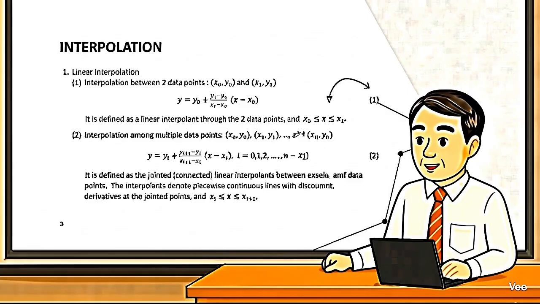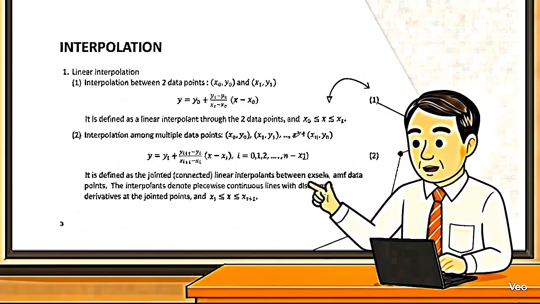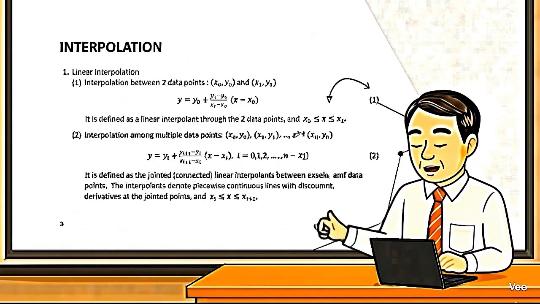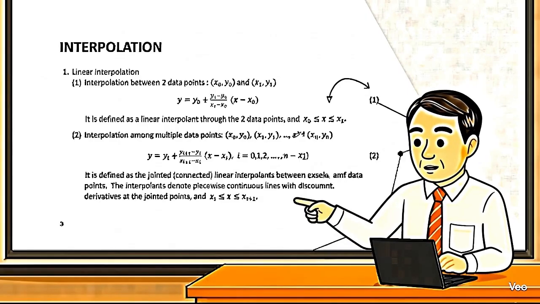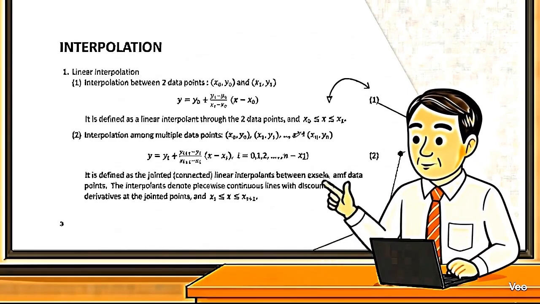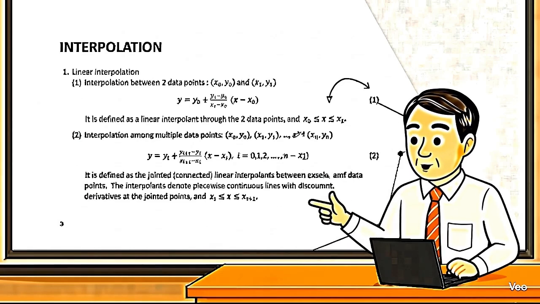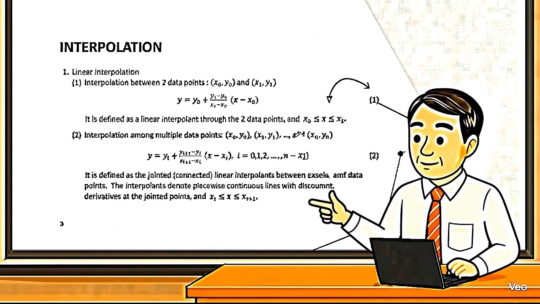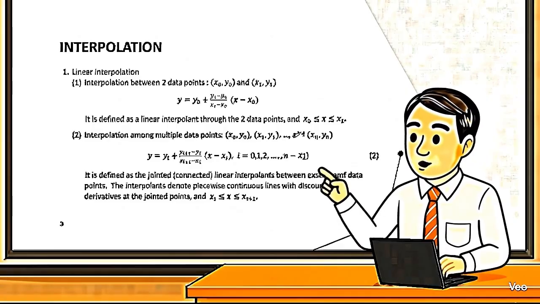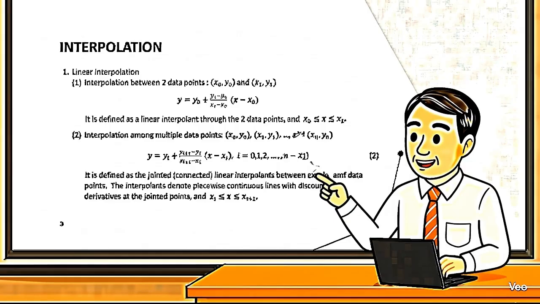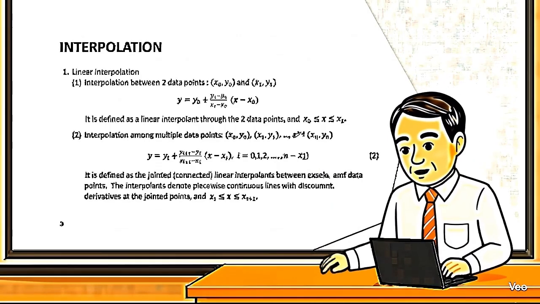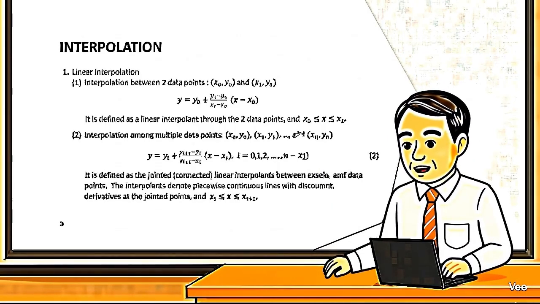That brings us to the second part of the slide, where we have multiple data points, and here n denotes an integer number which can be much greater than 1. We can perform piecewise linear interpolation. This is where we apply the simple 2-point formula to each pair of consecutive points. The formula for this is shown in equation 2, which is very similar to equation 1, except that we use a subscript index i here. The subscript index i is ranging from 0 to n minus 1.